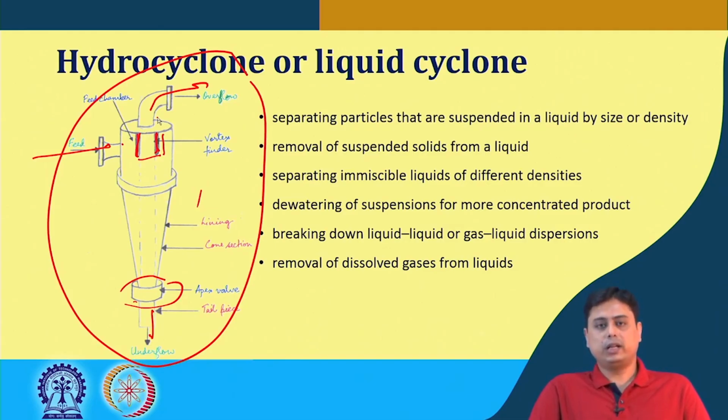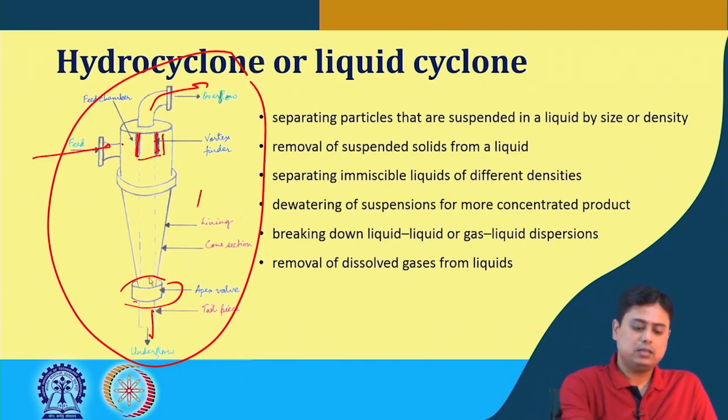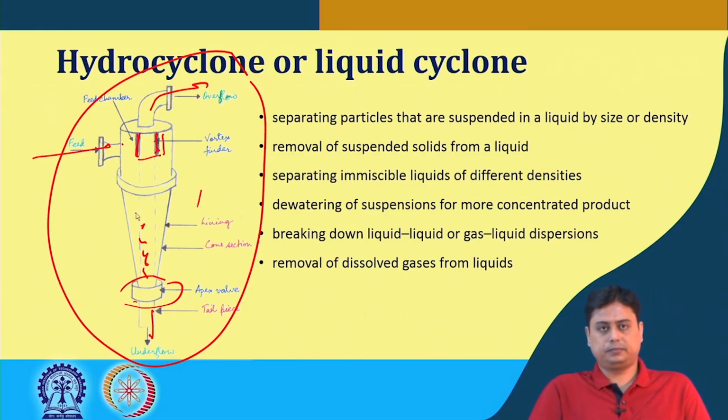It is used in dewatering of suspensions to make a more concentrated product, as a demulsifier, or for breaking down liquid or gas-liquid dispersions, and sometimes in the removal of dissolved gases from the liquid. In that case, the gas phase creates the inner vortex and it escapes. So these are the applications, and for the design considerations, all the calculations remain the same as for the gas cyclone separators.